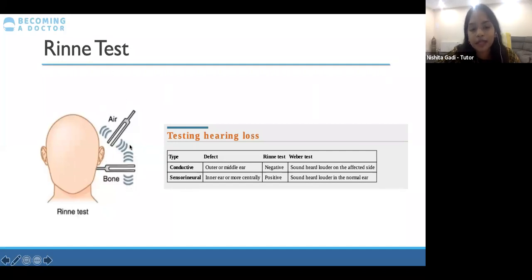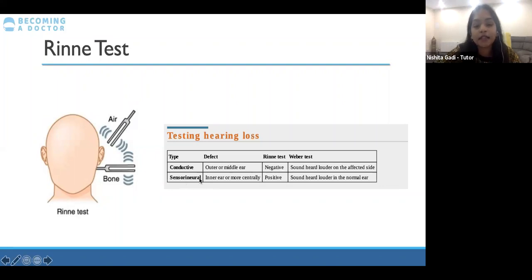Usually, as we said, air conduction is louder because you have the ossicles, which amplify the sound. But in conductive hearing loss, you'll have more bone conduction than air conduction. So sound is heard louder via bone conduction, when the tuning fork is placed on your mastoid, rather than when it's next to your ear, so via air. So you call that Rinne Test negative.